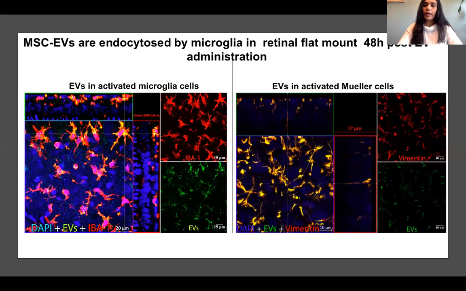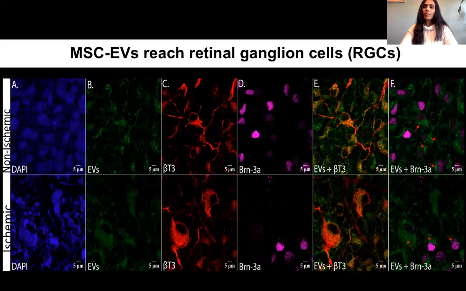We also went ahead and looked at different cell types, to see which cell type is taking up more, and whether they are co-localizing with the retinal ganglion cells. Here, this is a confocal retinal flat mount image, and IBA1 is a marker for microglia. Green is our EVs, and you can see the yellow color, a lot of EVs are taken up by microglia, even in 48 hours. Similarly here, this is vimentin, which is an astrocyte marker, and astrocytes, the glial cells, are also taking up a lot of EVs.